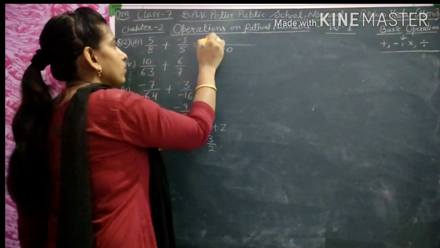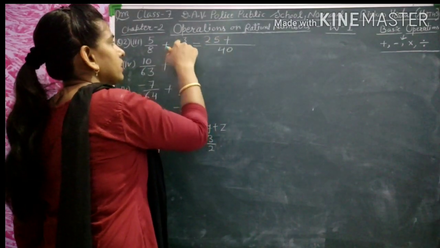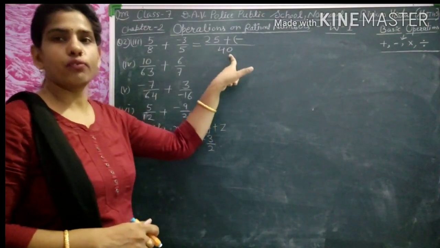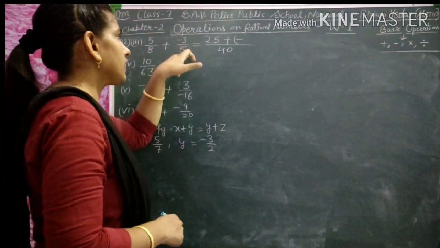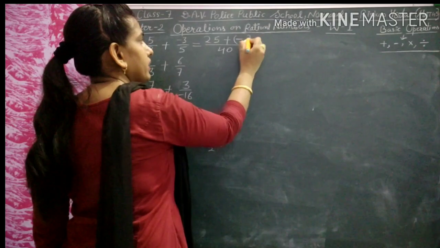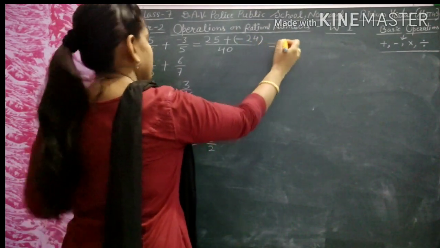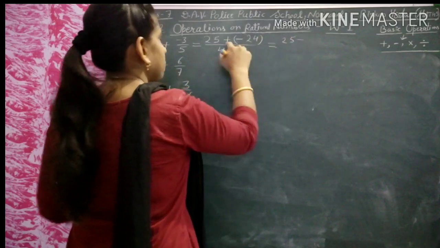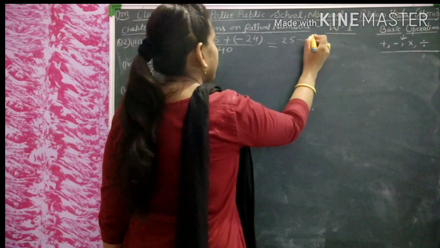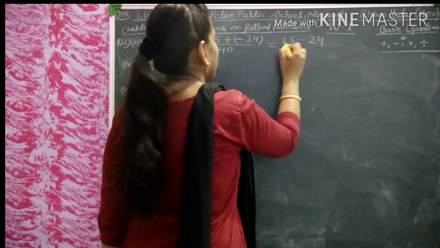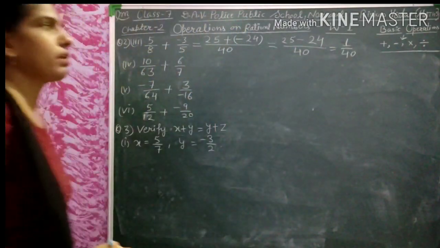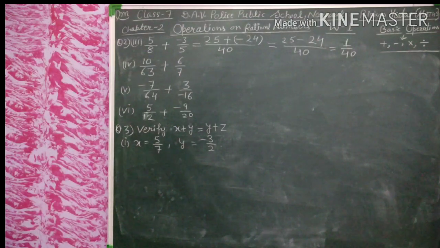5 times 5 is 25, and plus is there and minus 3 by 5. Which number do we multiply 5 by to get 40? 5 times 8 is 40. It means 8 is multiplied there, 8 is multiplied there. Minus 3 multiplied by 8 equals minus 24, and it becomes 25 plus and minus multiply. If we multiply plus and minus, then we get minus sign. 25 minus 24, divided by 40, that equals 1 divided by 40. Yes, students, next.